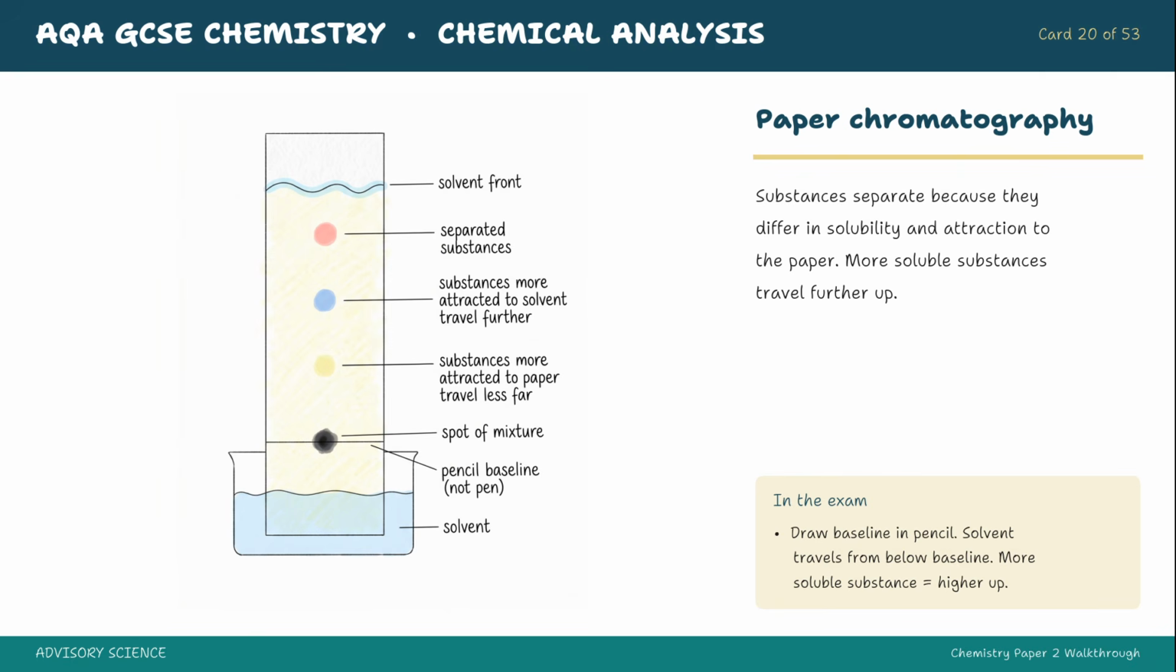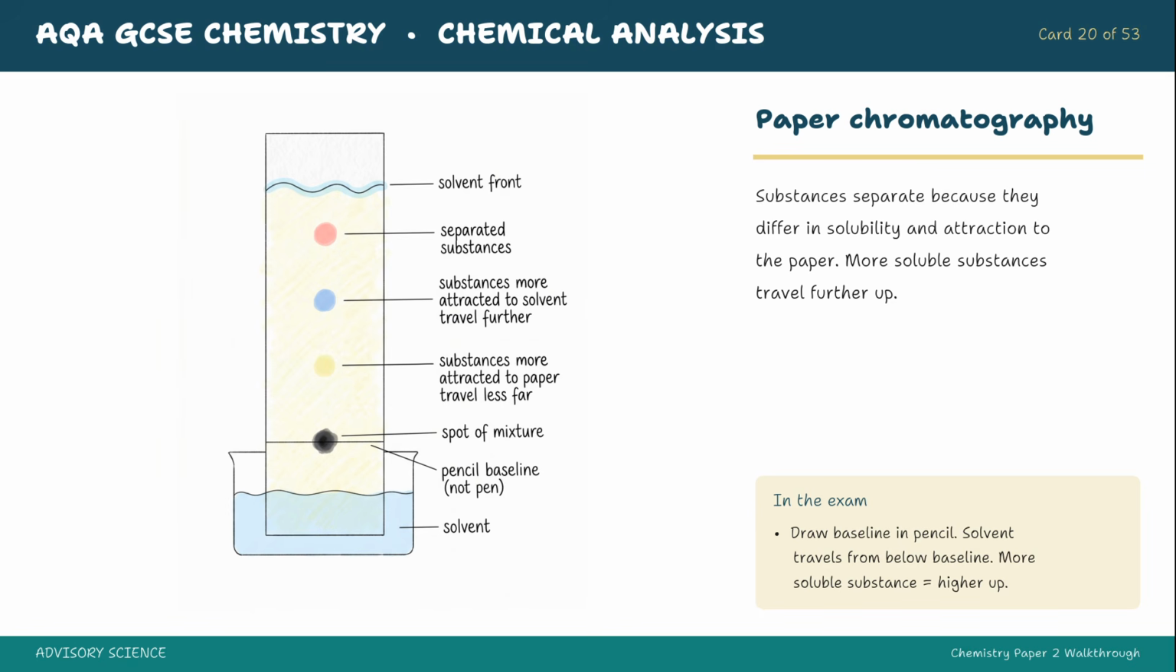Chromatography. Paper chromatography is a method used to separate a mixture of soluble coloured substances, such as the different dyes in an ink. You draw a starting line in pencil near the bottom of the paper, place a spot of the mixture on it, and dip the bottom of the paper into a solvent. The solvent travels up the paper, carrying the different substances with it.